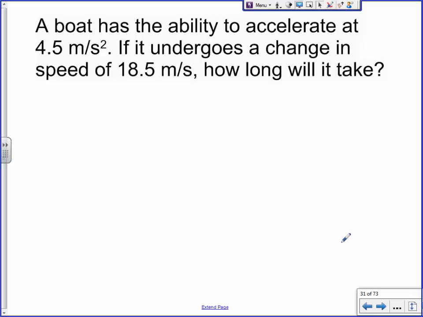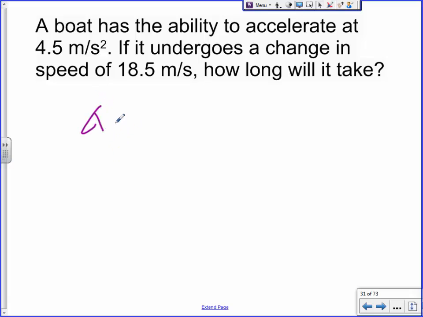Okay, let's do an example. A boat can accelerate at 4.5 meters per second squared. If it undergoes a change in speed of 18.5 meters per second, how long is it going to take? So again, this is really straightforward. Find a formula, plug some numbers in.